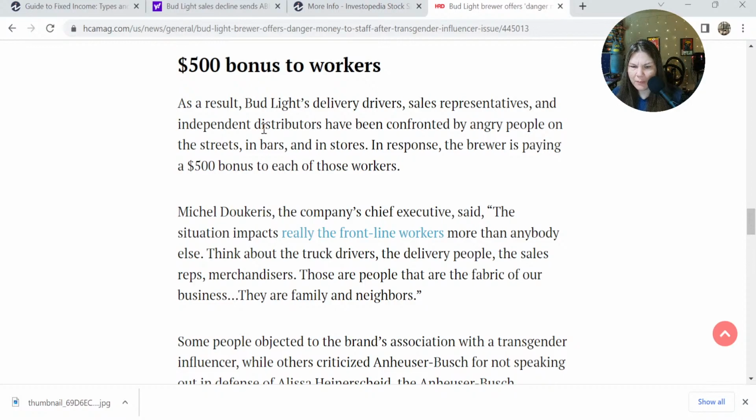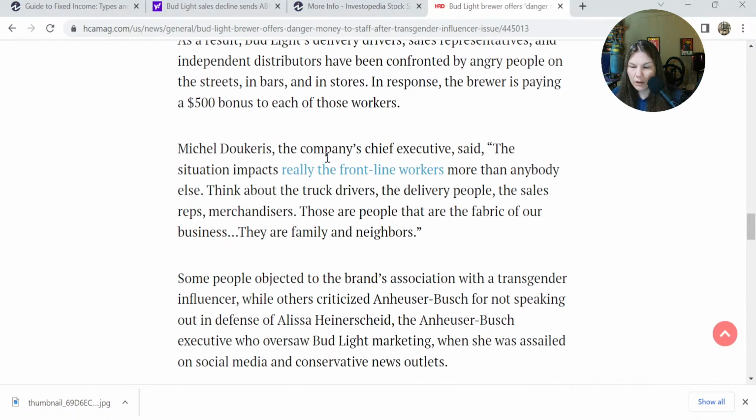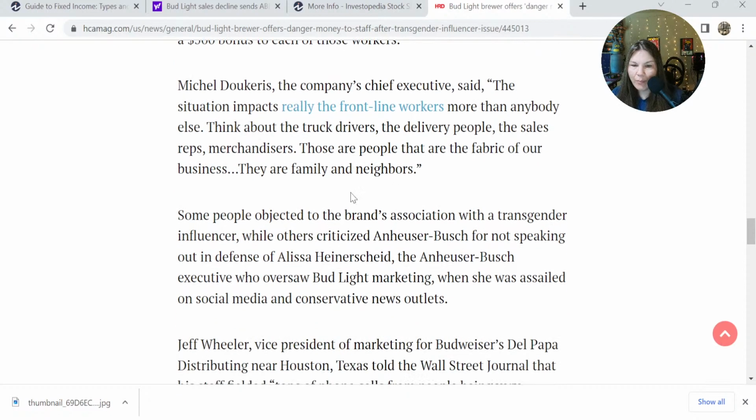Sales representatives, independent distributors have been confronted by angry people on the streets, in bars, and in stores. In response, the brewer is paying a $500 bonus to each of those workers. Michael Dorcas, the company's chief executive, said the situation impacts frontline workers more than anybody else. Think about the truck drivers, the delivery people, the sales reps, merchandisers.